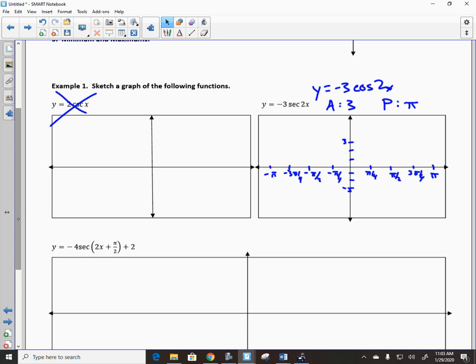Okay, here we go. Where do we start? Which is it? Max, min, middle? It's the minimum. Cosine starts at the max, but because it's negative, we start at the minimum. And from there we go which direction? We go up, up, up, and away.